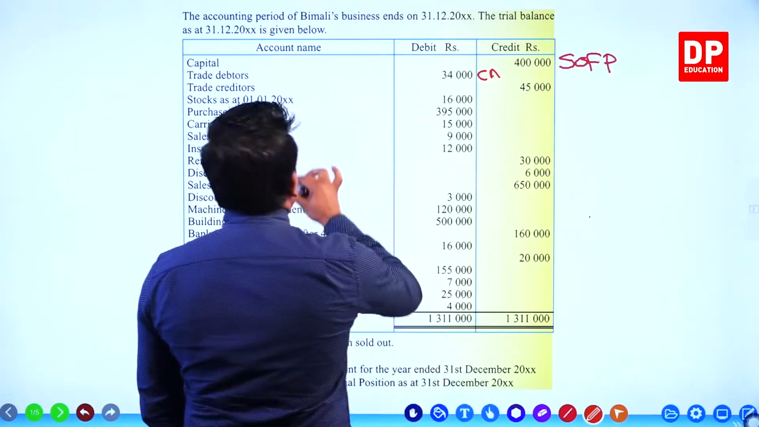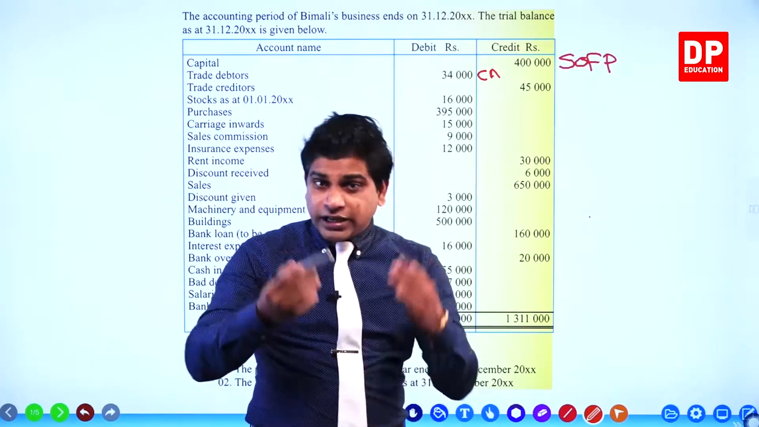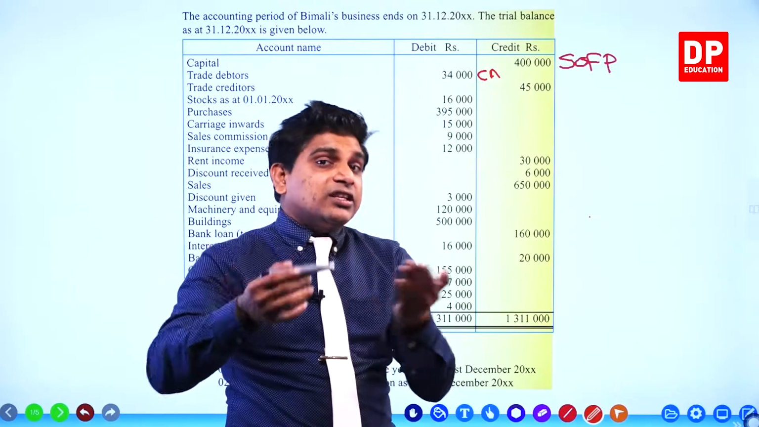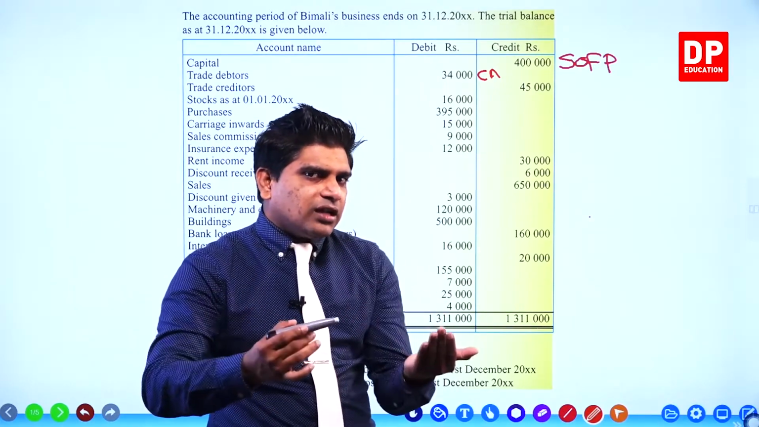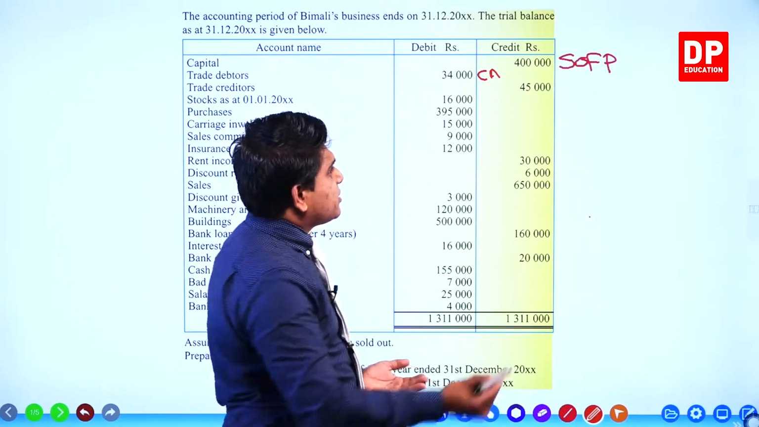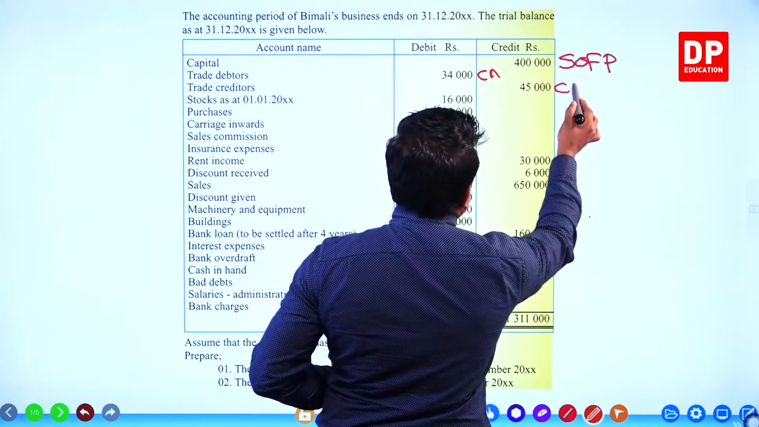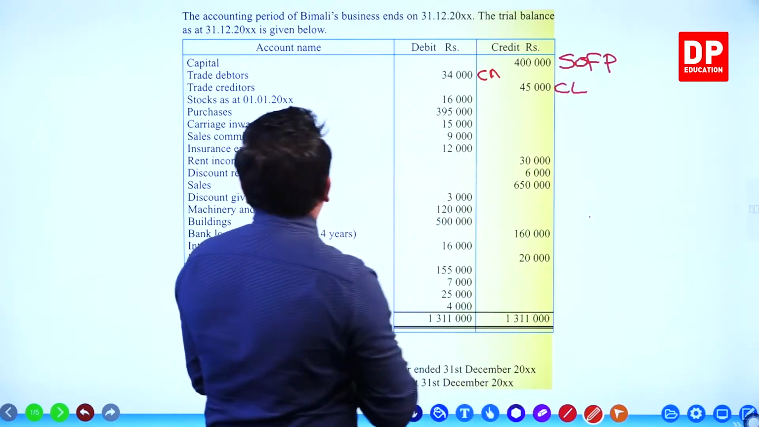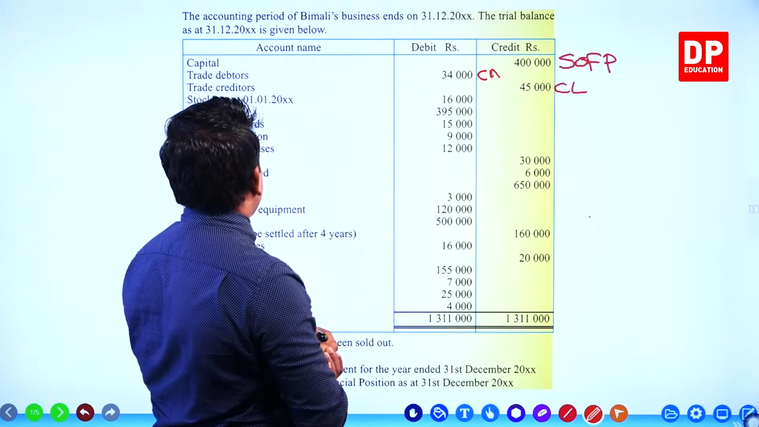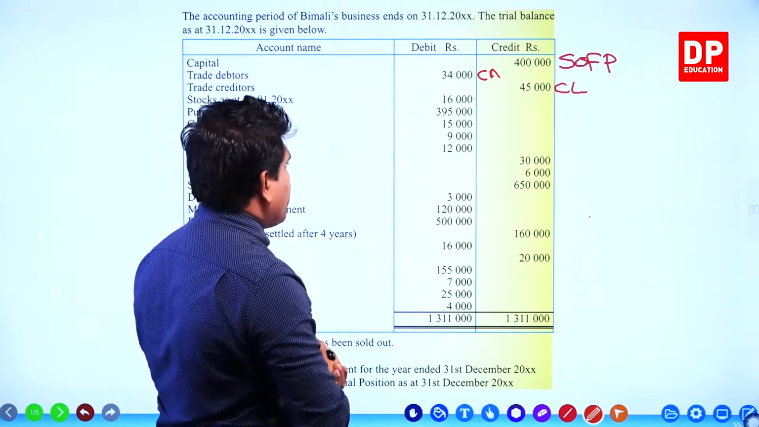Then trade creditors, you have to pay money. You know the creditors. We have to pay money to that party. It's a liability. Which liability? Non-current or current? Current liability. CL. Then stocks, opening stock. Why do we say opening stock? It is the 1st of January, no? Opening stock.